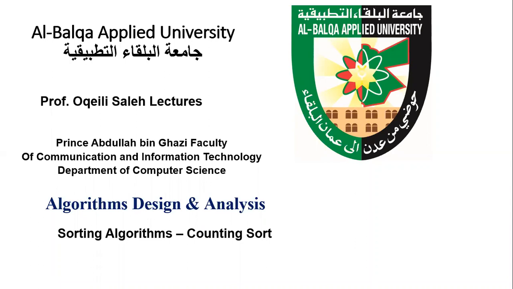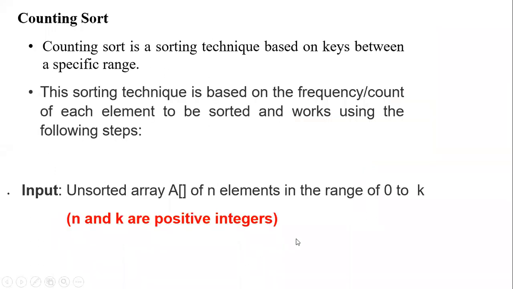Welcome again. We start our next lecture on the algorithms design and analysis course: sorting algorithm, counting sort. Counting sort is a sorting technique based on keys between a specific range. This sorting technique is based on the frequency count of each element to be sorted and works using the following steps. Assume that we have the input unsorted array A of n elements in the range of 0 to k.